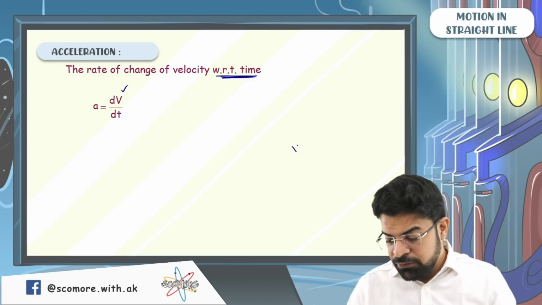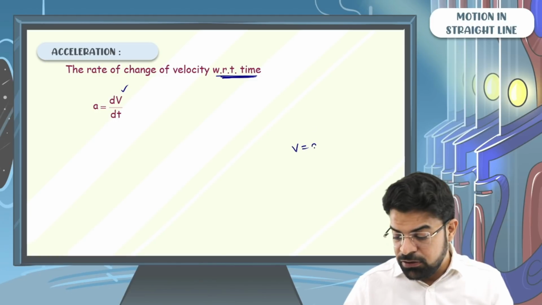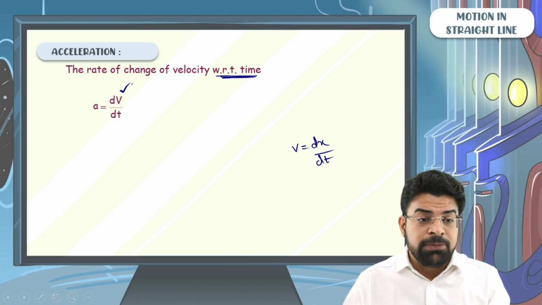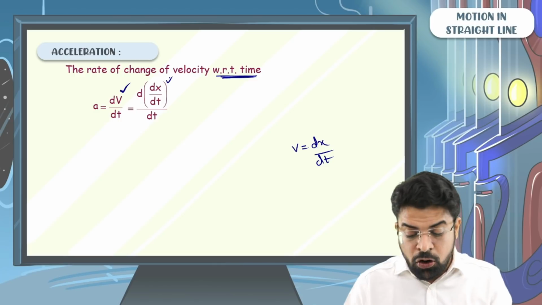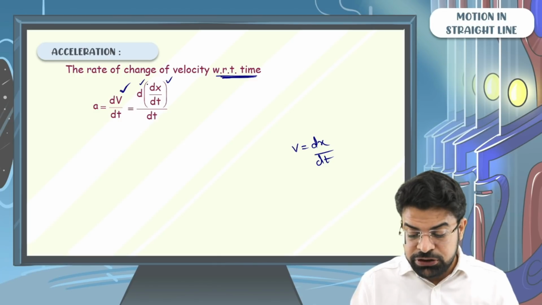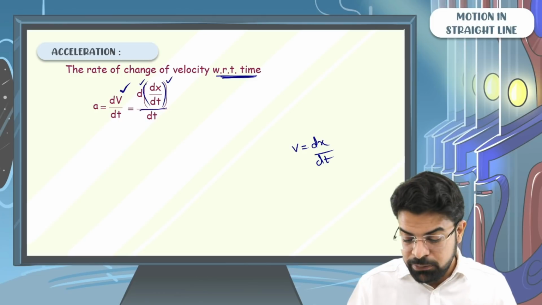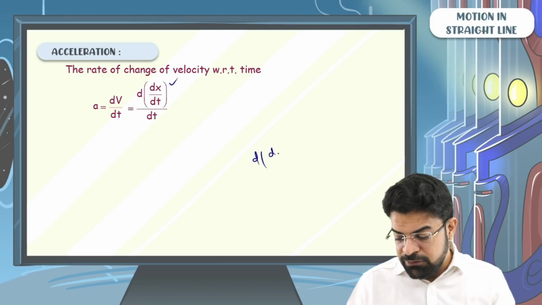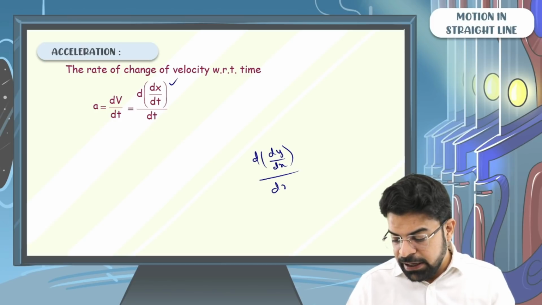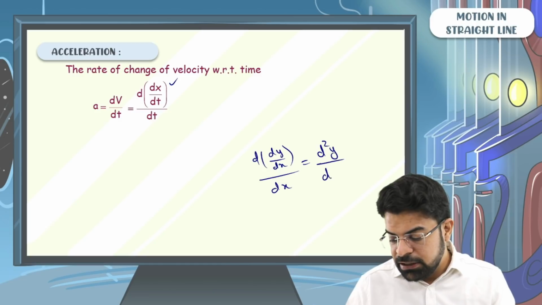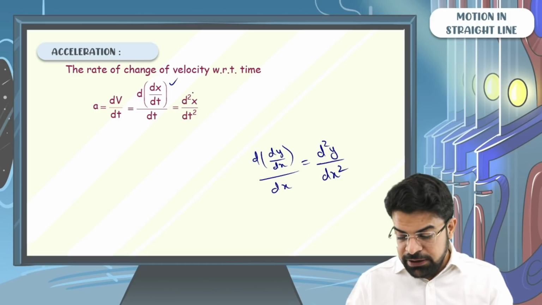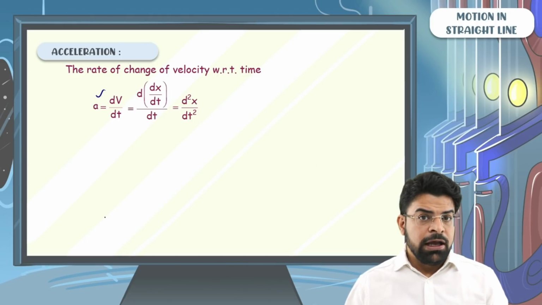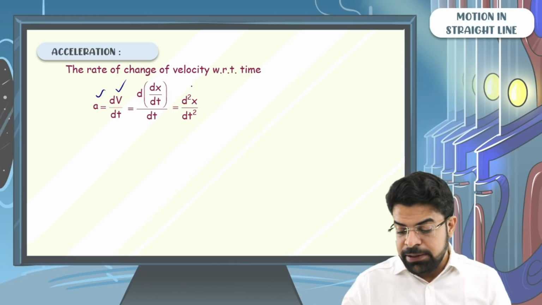But we know that v, which is velocity, is nothing but the rate of change of position with respect to time. So here in place of v, we can even substitute dx by dt. So we get acceleration can also be written as the rate of change of position with respect to time. So we know that we can write d of dy by dx as d square y by dx square. Do the same thing here. You can even write acceleration as d square x upon dt square. So acceleration can be written as the rate of change of velocity with respect to time, or d square x upon dt square.